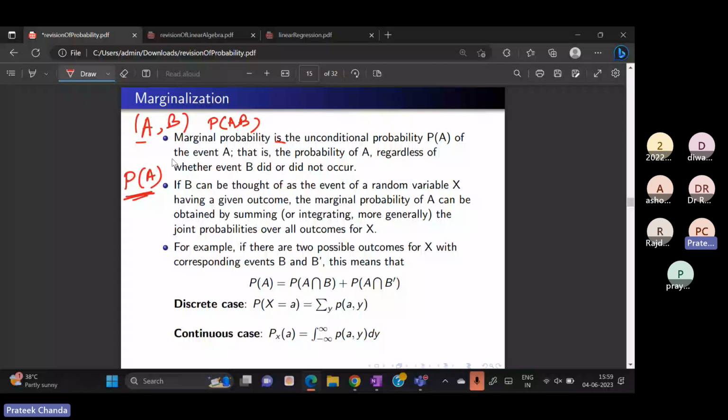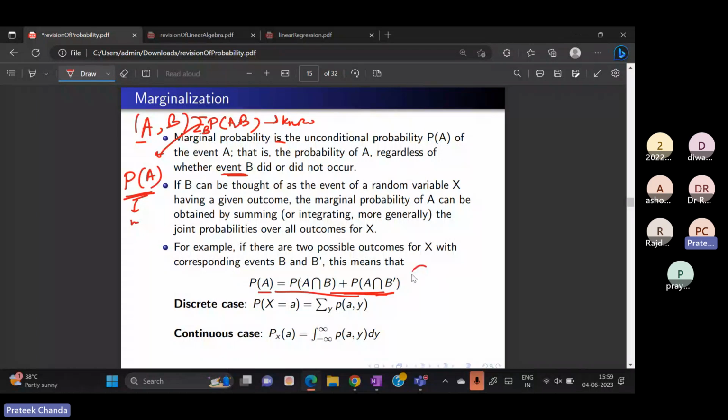So I can just sum over all the B's here. There is one event B, but there might be multiple such events B, and I can just sum over them to get the probability of that particular event. So that's the notion. I'm skipping some of it here. Similarly, this is easy to verify also.